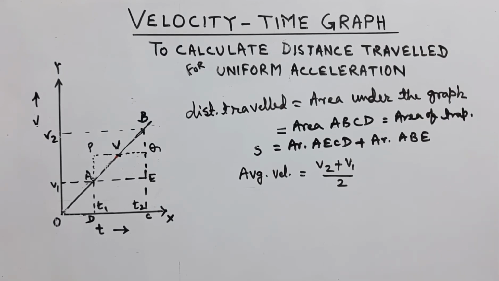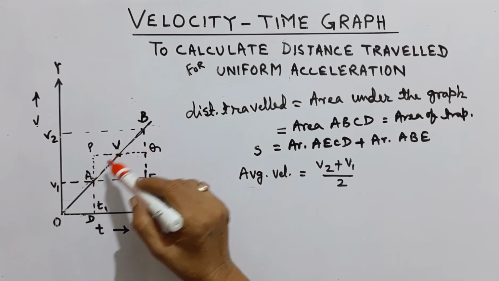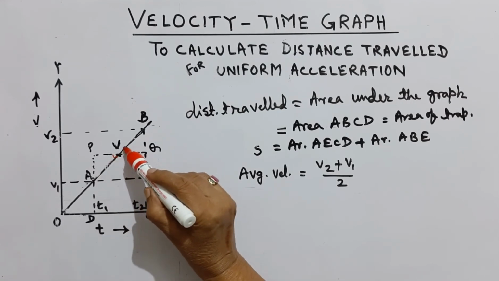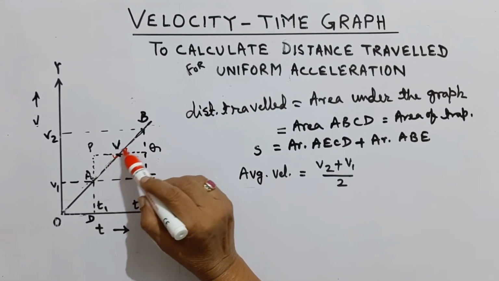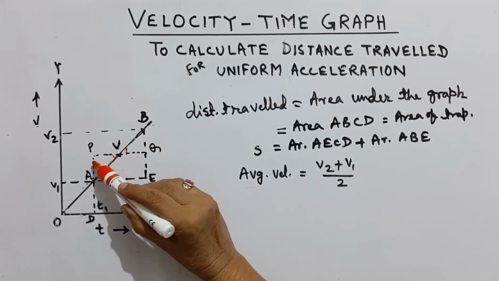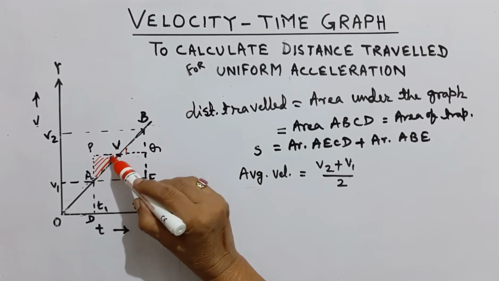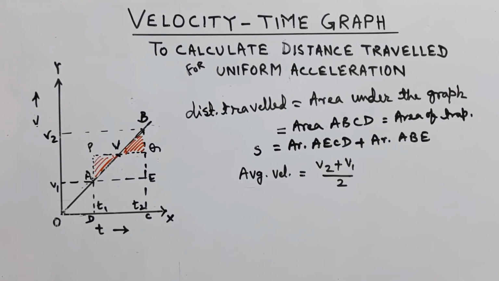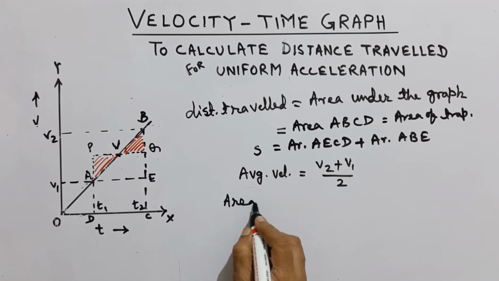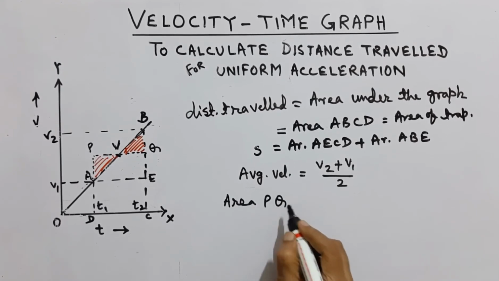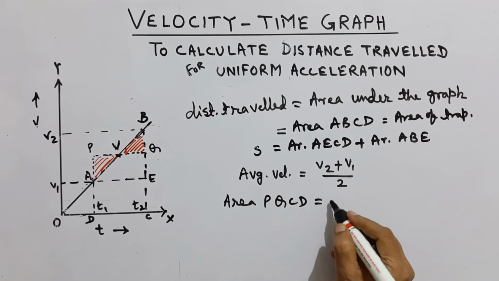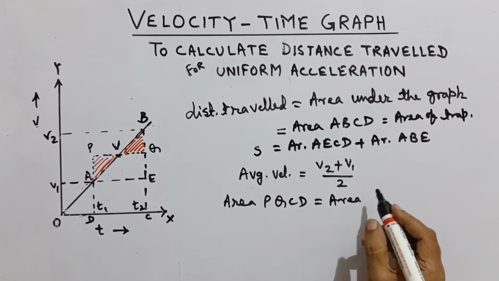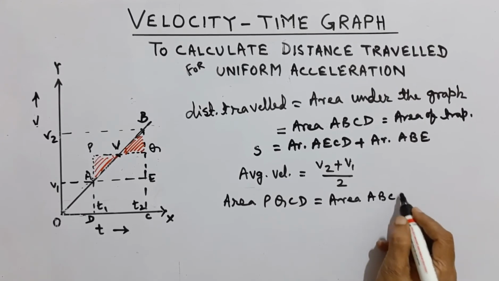Now we see that this is a rectangle and we see two triangles which make opposite angles here, and we can find out that the area of these two triangles is equal, so that the area PQCD is equal to the area ABCD.